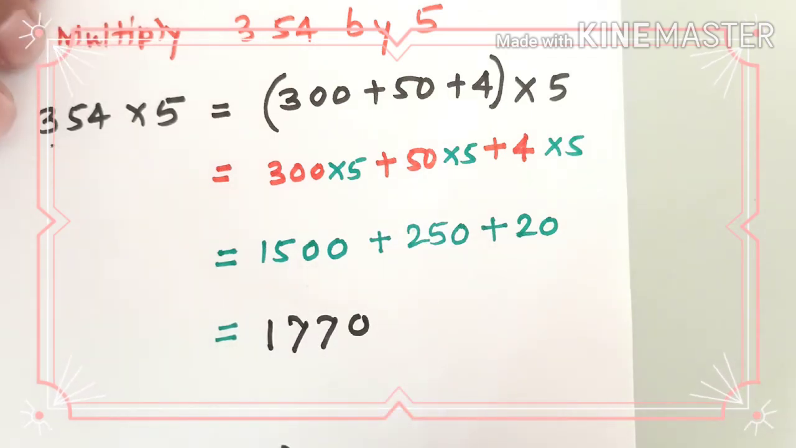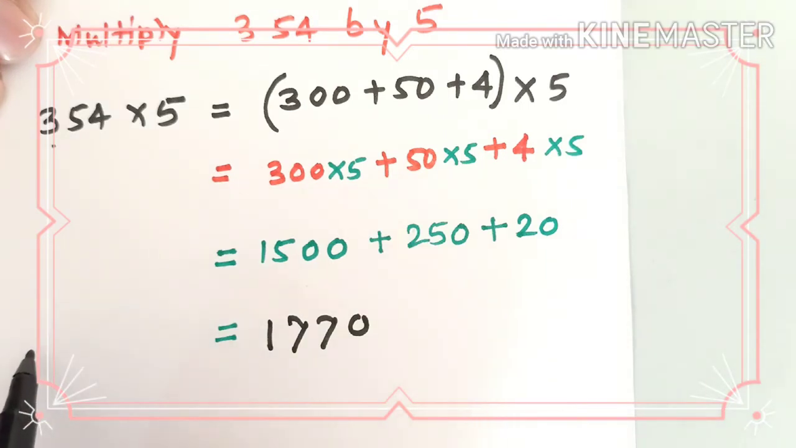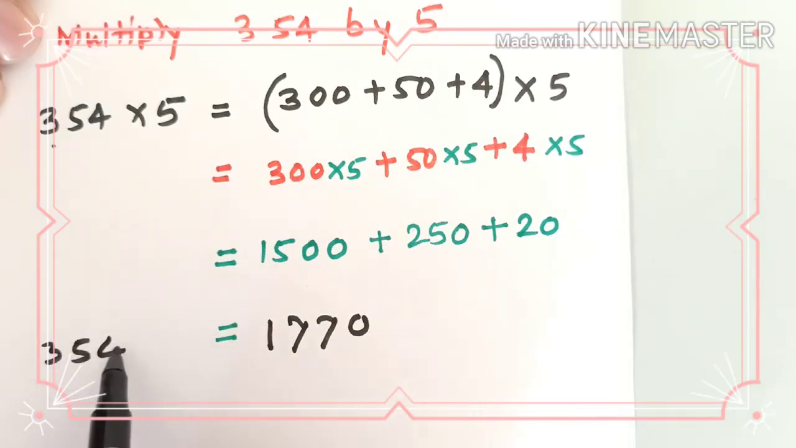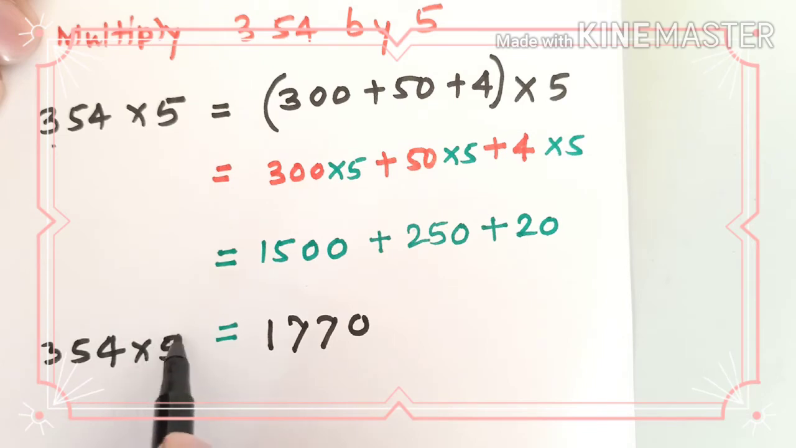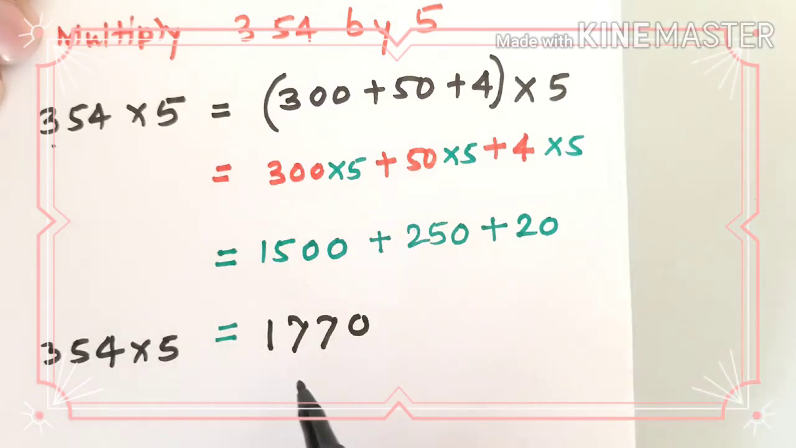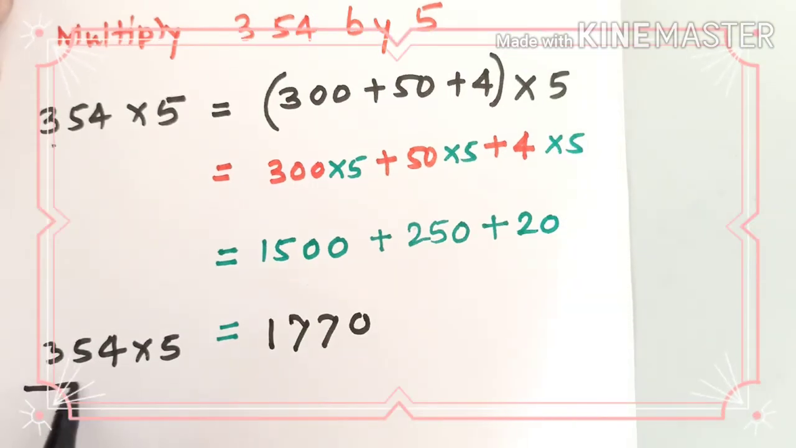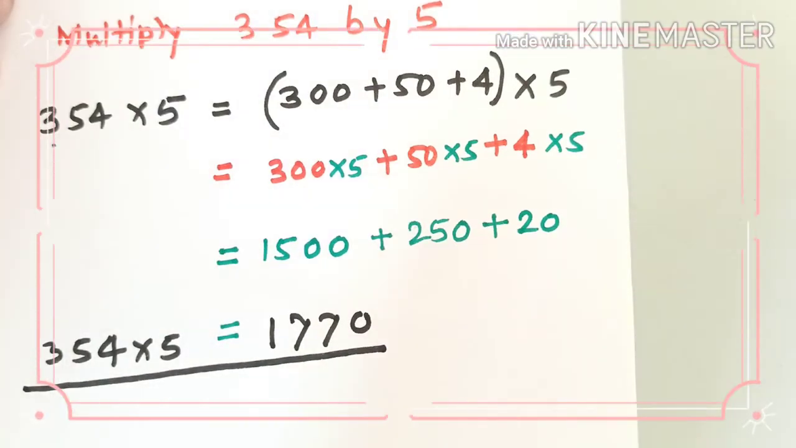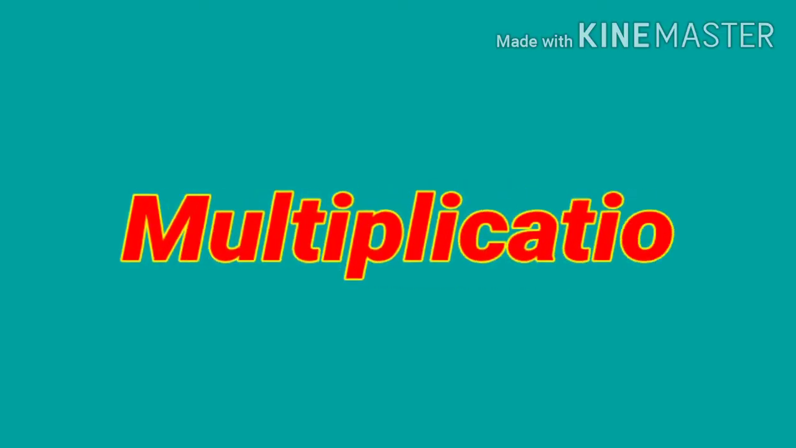So this means that our answer is, 354 multiplied by 5 is equal to 1770. So this example we solved using expanded notation. Okay, got it? Okay.